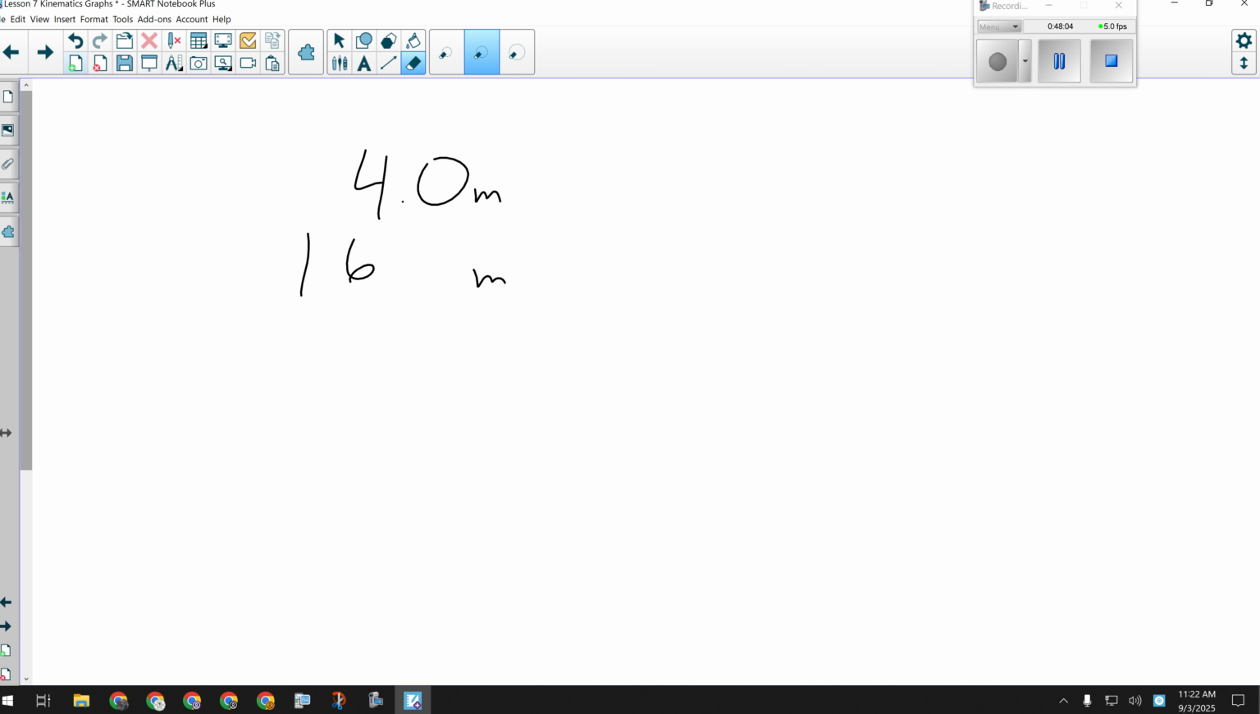If I need to add these two to get a total distance, I can only be as accurate as my least accurate measurement. So when I add these together, my total distance is going to be 20 meters, period. I can't put a decimal on there because I don't have that measurement for this number.